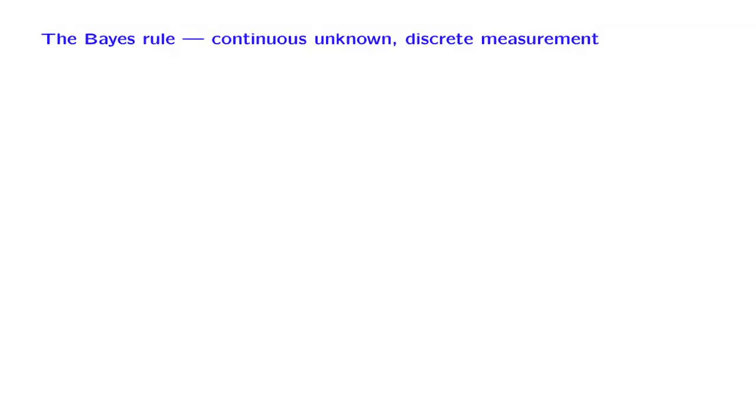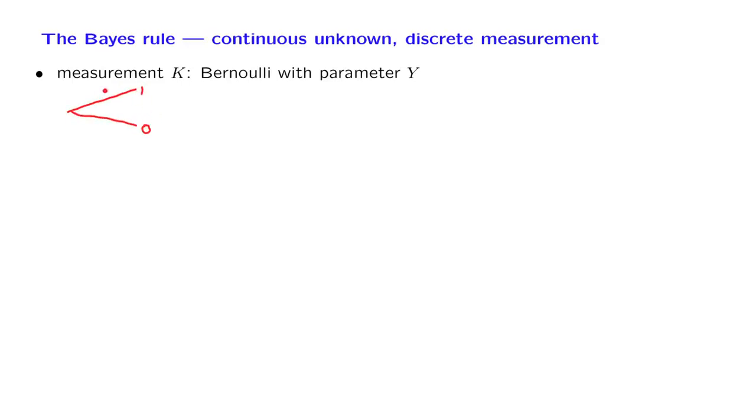We now look at an application of the Bayes rule that involves a continuous unknown random variable, which we try to estimate based on a discrete measurement. Our model will be as follows. We observe a discrete random variable k, which is Bernoulli, so it can take two values, 1 or 0, and it takes those values with probabilities y and 1 minus y respectively. This is our model of k.